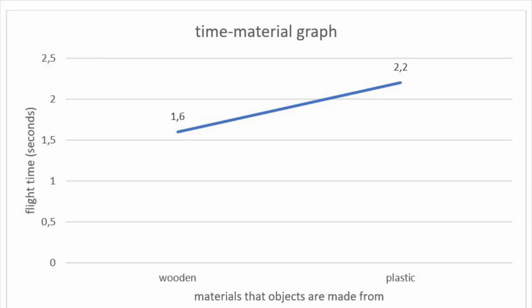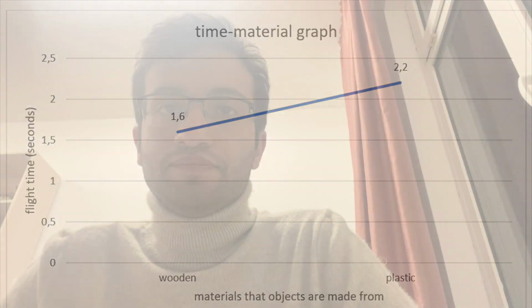So this is the time material graph of a plastic and wooden object. The time is measured by using a timer, and also theoretical time is calculated by using equation 3.17 again.